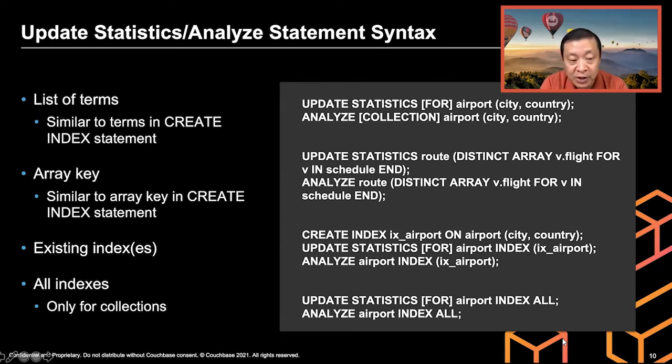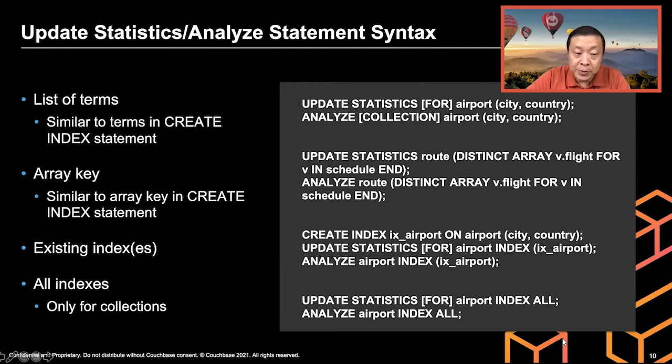So this is a convenient shorthand for issuing update statistics once you already have one or more indexes created. And the last option here, you can do this for all the indexes. So in the last example on the right-hand side, you can say update statistics for airport index all. When you do that, we'll just gather up all the indexes defined on airport, gather up all the index keys, and perform update statistics on all the index keys.